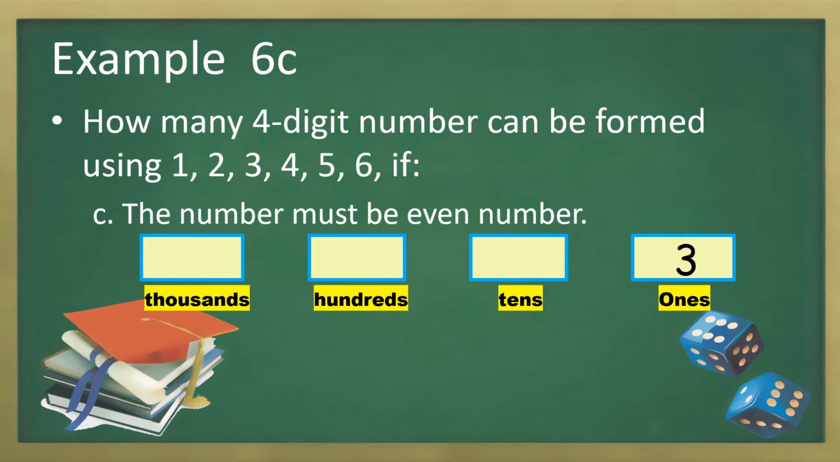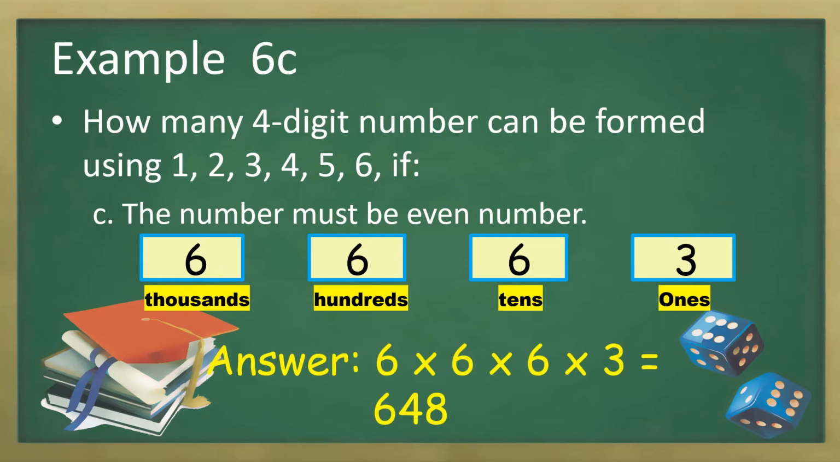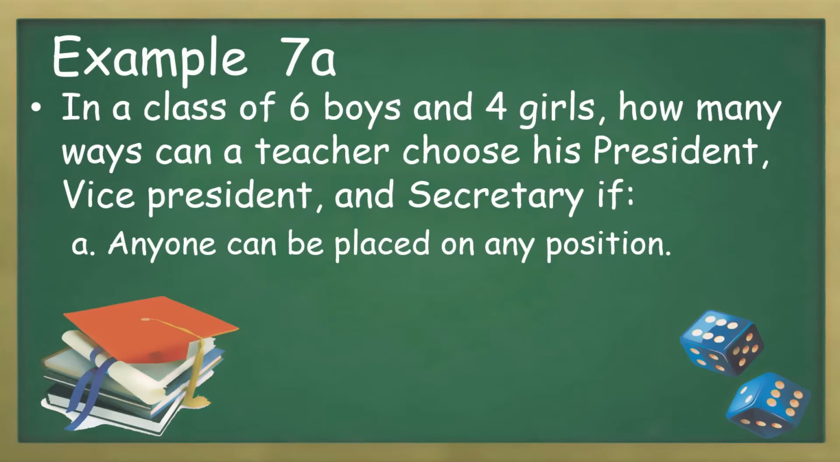On the thousands place, since there are no conditions, we can have any of those 6 numbers. So therefore, we will have 6 choices. And for the hundreds place, we can have any of those numbers again. So therefore, we will have 6 choices. And with the tens place, 6 choices. So multiplying 6 times 6 times 6 times 3 will give you 648. You can make 648 4-digit even numbers using 1, 2, 3, 4, 5, and 6.